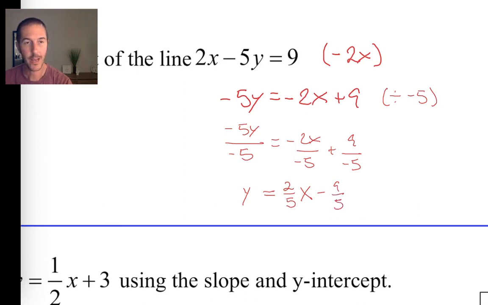So this isn't our answer, but with our line written in this format, it makes it much easier to identify the slope and the y-intercept. Our slope here is going to be positive 2/5, and the y-intercept is located at 0, negative 9/5.